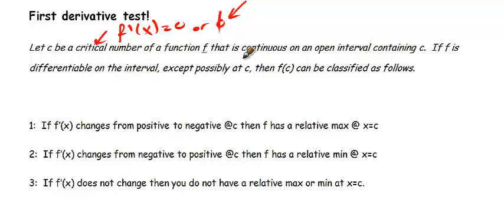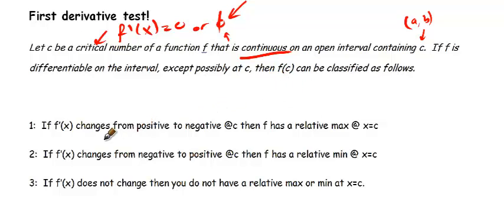It's a critical number of the function that is continuous on the open interval containing C. Now notice it says continuous, not necessarily differentiable. In other words, we would kind of throw that out. And C has to be in the interval from A to B. So C is in the interior of the interval. The parentheses are actually a little bit better for this. So C is somewhere between A and B. If F is differentiable on the interval, except possibly at C, so you shouldn't really have that many more corners except for the ones you're looking at, then F of C can be classified as follows.